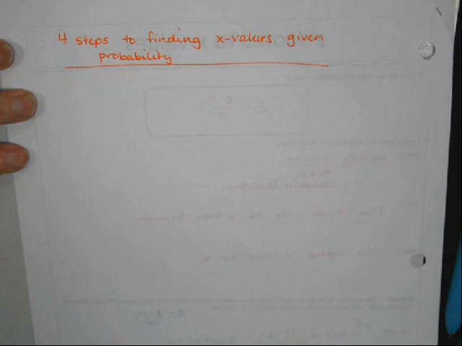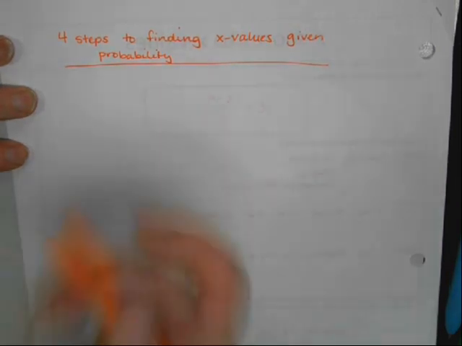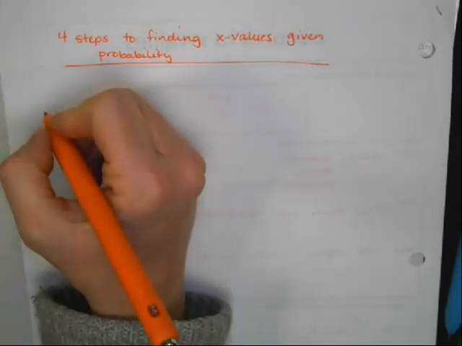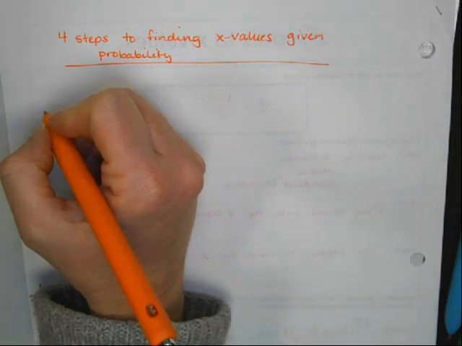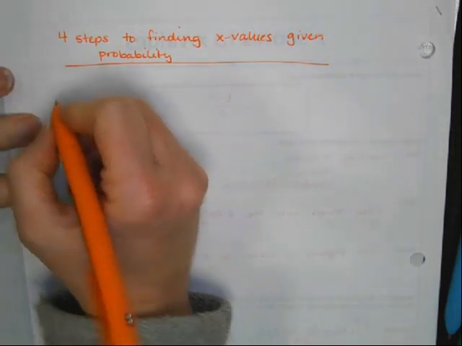So this is the 4 steps to finding X values given probability. So it's basically just putting together the two things we just did. When we're done, on the back.